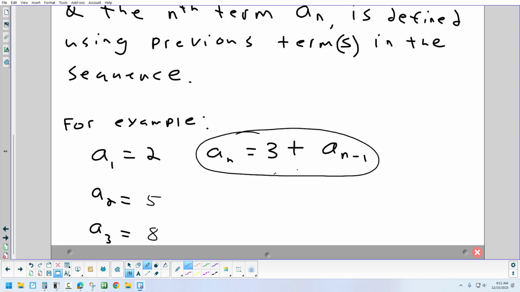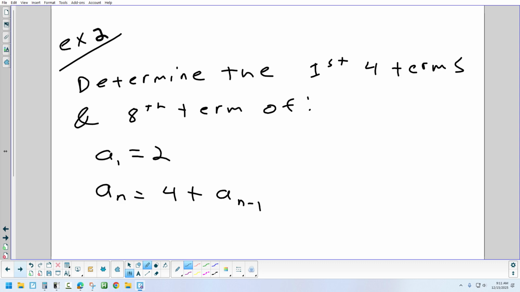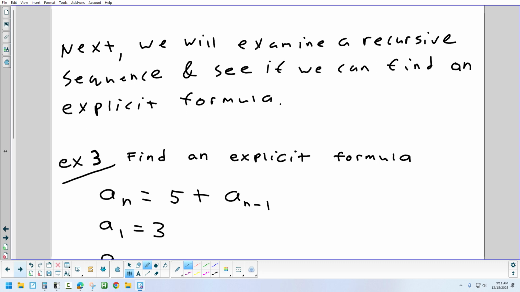Okay. So any questions on the difference between explicit and recursive? Is there ever going to be questions where you're going to give us recursive formulas and we have to figure out the explicit version? Yes. Yep. We'll look at, so here's one, right here. I'm giving you a recursive formula, add 5 to the term that comes before it, and I want you to convert it to explicit. Okay.